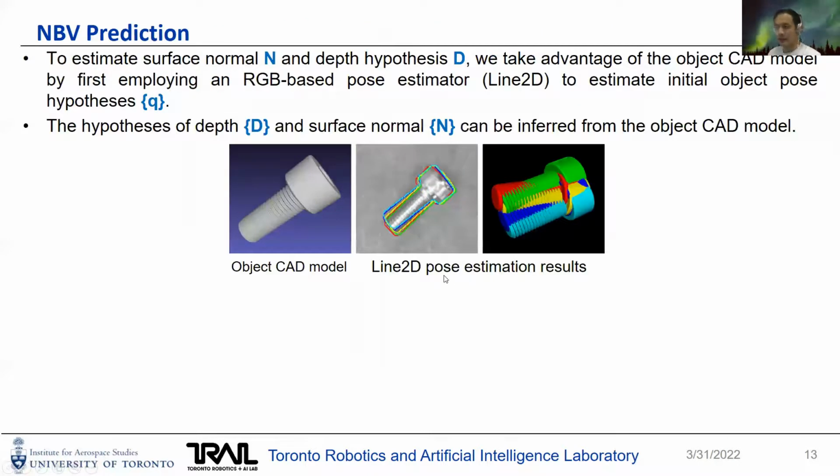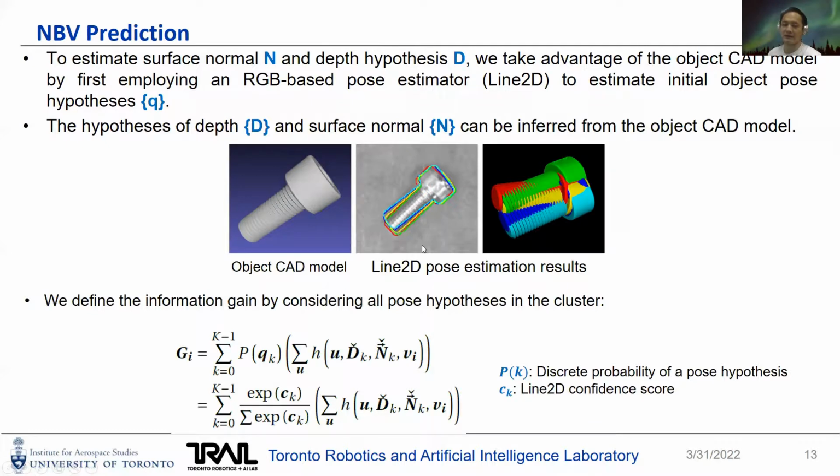For our reflection model, the surface normal and the depth hypothesis are required. To get all this information, we take advantage of our object CAD model and use an RGB-based pose estimator. Given the predicted object pose hypothesis and the CAD model, we can have the prior information of the depth and surface normal, and then compute its information gain for the next best view prediction.